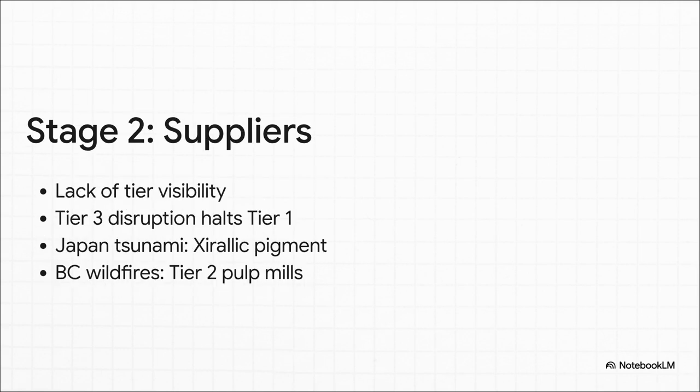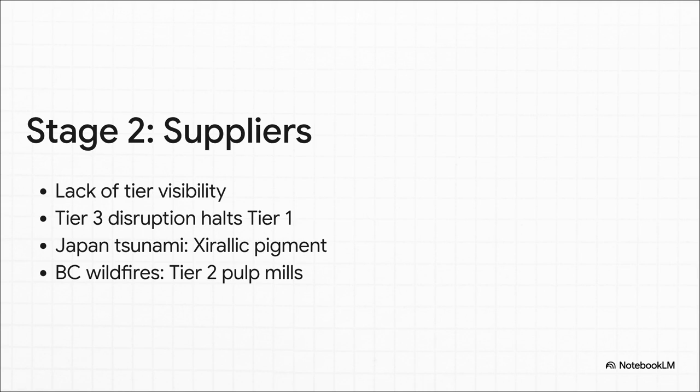In Stage 2, we zoom out to the broader supplier network. And honestly, the real danger here usually isn't your direct Tier 1 partner. The danger is tier blindness. This is when you discover, way too late I might add, that all your independent Tier 1 suppliers actually rely on the exact same Tier 3 supplier.